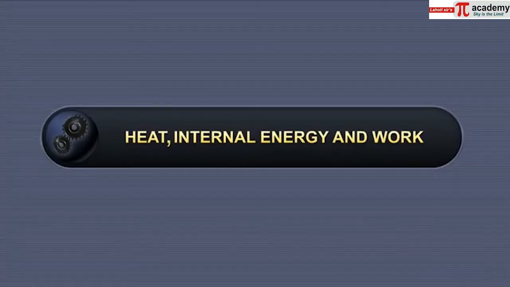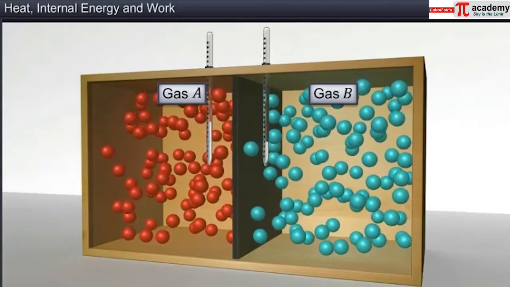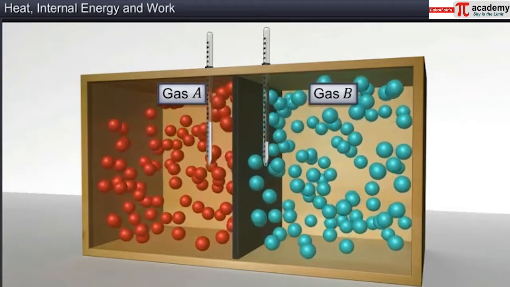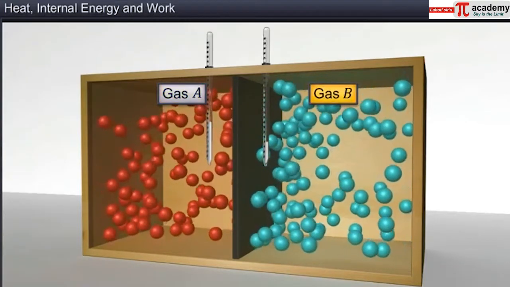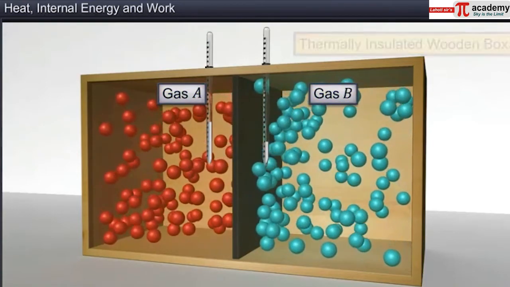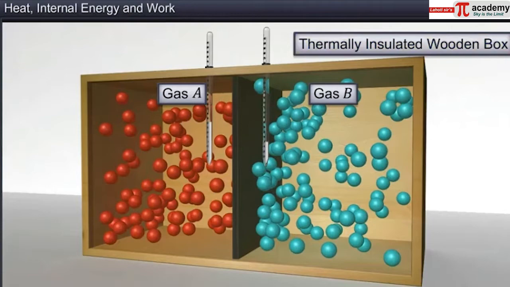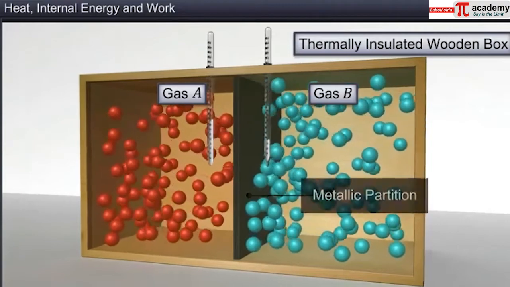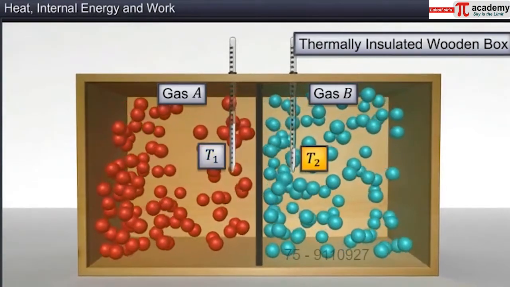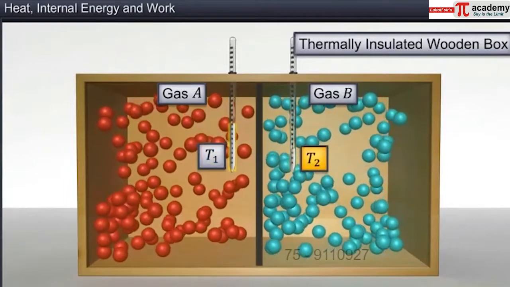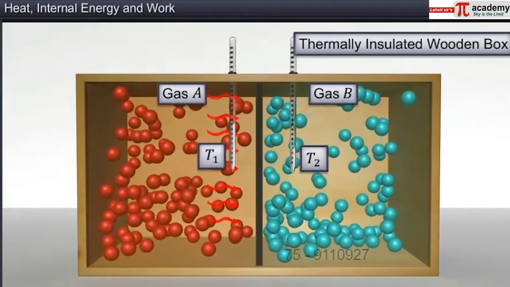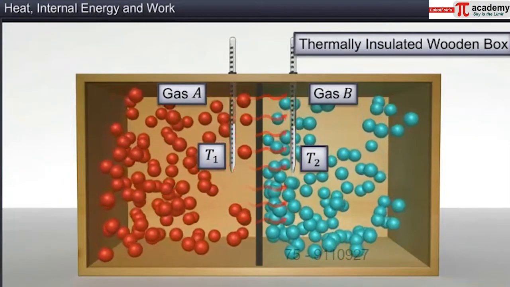In this module, you will learn about some important concepts of thermodynamics like heat, internal energy, and work. Consider two thermodynamic systems, say gas A and gas B, which are in two chambers of a thermally insulated wooden box and separated by a metallic partition. Let the initial temperatures of both gases be T1 and T2, with T1 greater than T2. We know that after sufficient time, they attain thermal equilibrium.